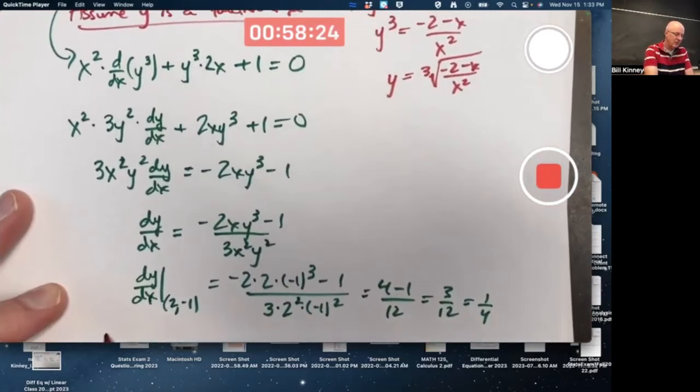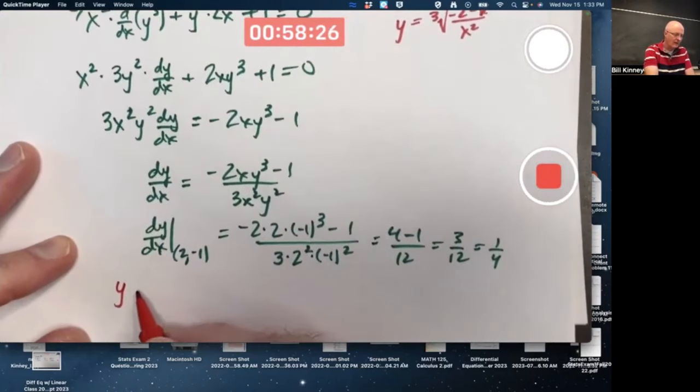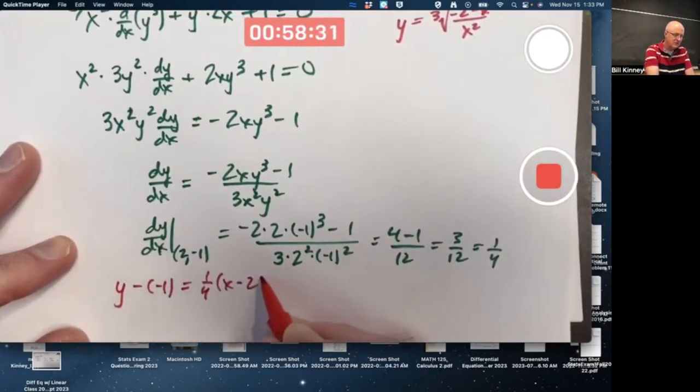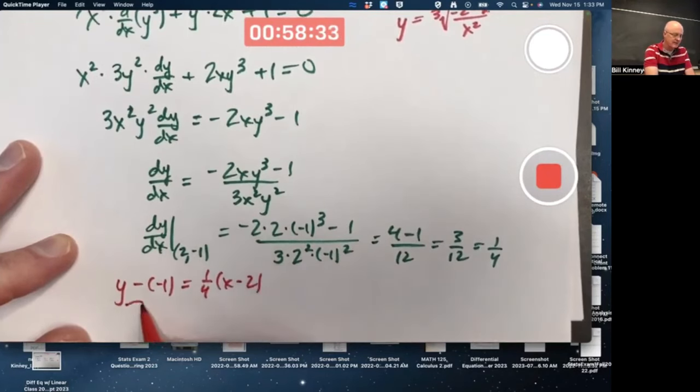So I can use point slope form. y minus -1 equals the slope 1/4 times x minus 2. This is the same as y plus 1. This is the same as 1/4 x minus 1/2.